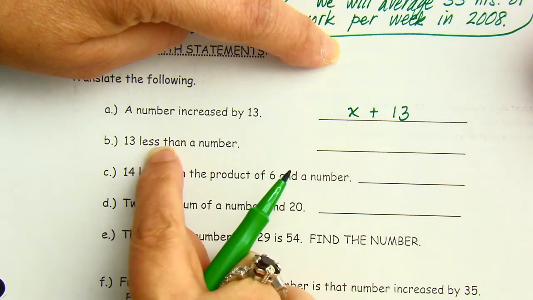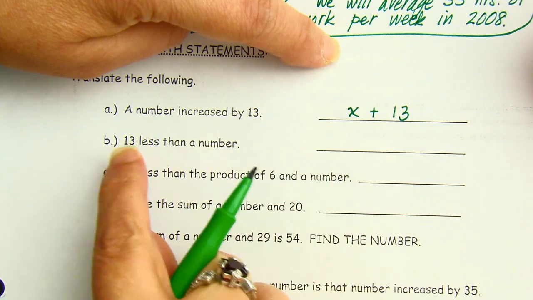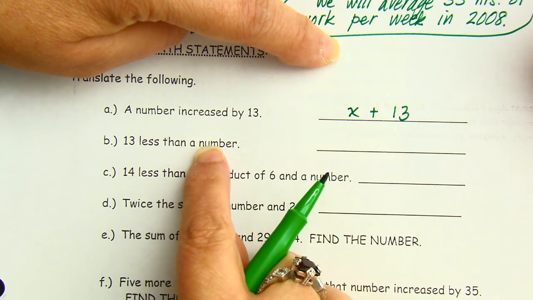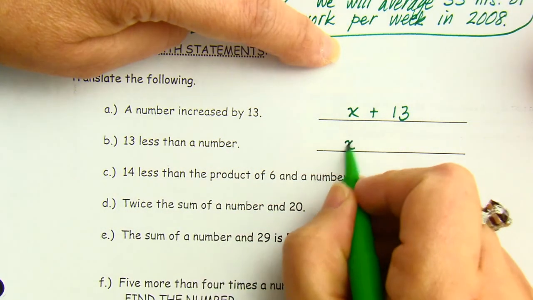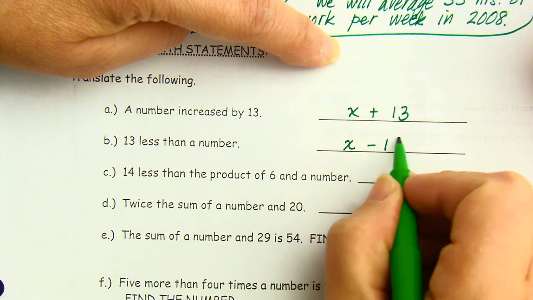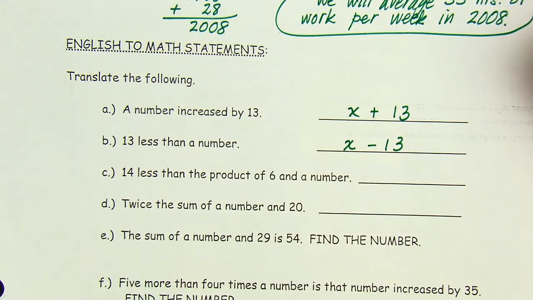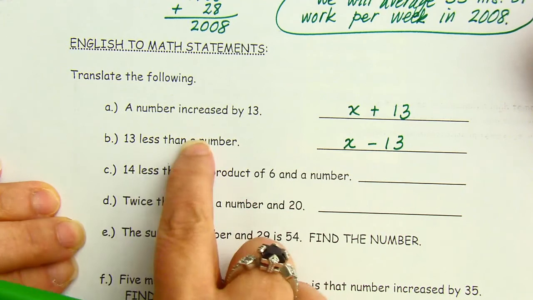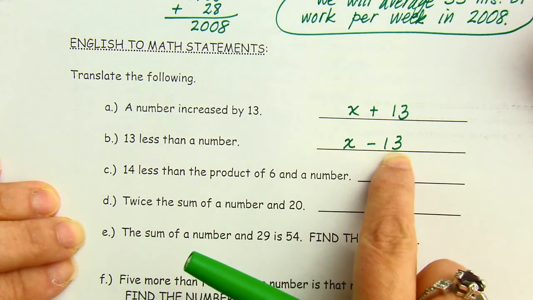13 less than a number. Folks, the number has to come first, because you're taking a number and decreasing it by 13. So this is my x minus 13. If you had 13 minus x, no, that would be a number less than 13. Okay, so that's not what this says. This says 13 less than a number. The number comes first and you decrease it by 13.